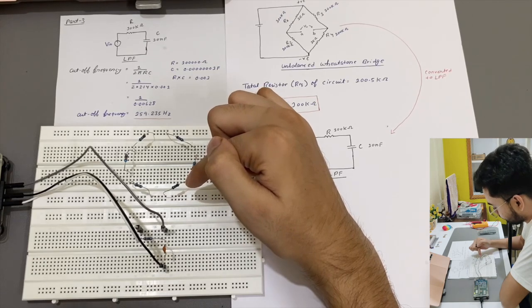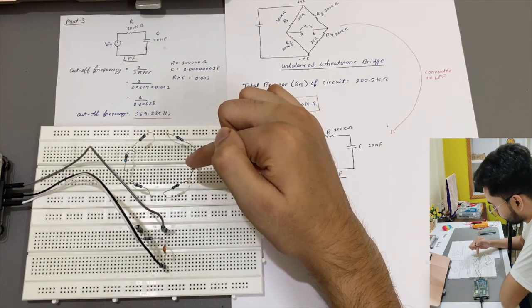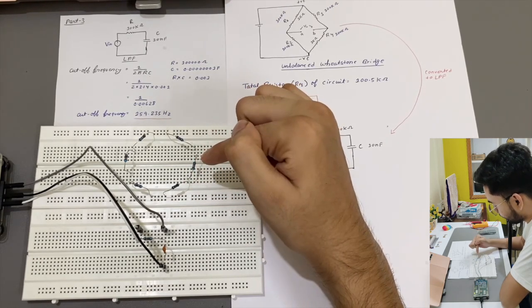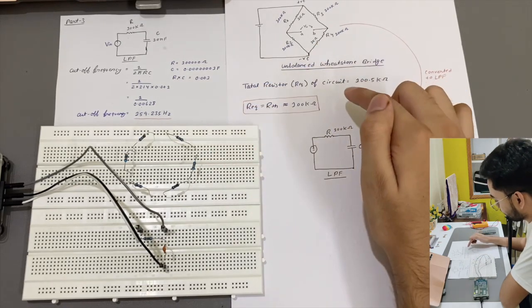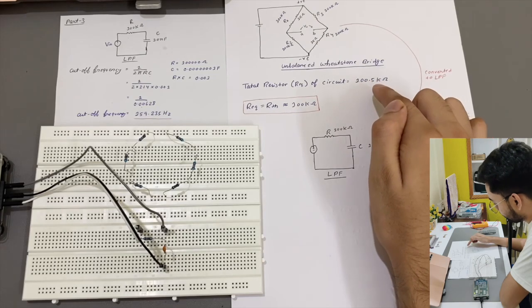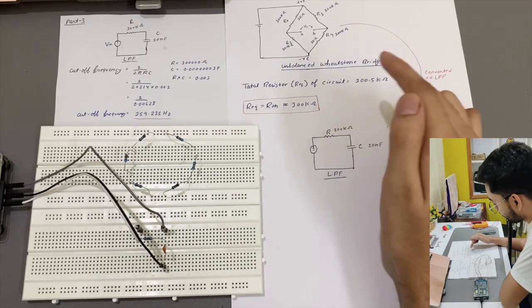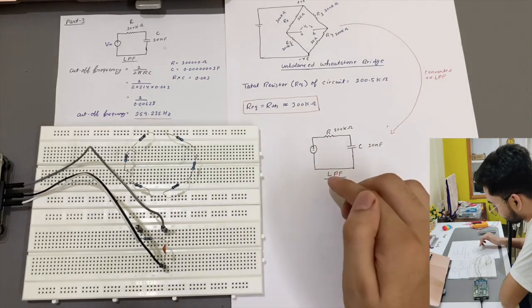Now I have to create a low pass filter from this unbalanced Wheatstone bridge. To create the low pass filter, first we have to calculate the R equivalent of the unbalanced Wheatstone bridge. My value of R equivalent is 100.5 kilo ohm, so we take approximately 100 kilo ohm to create the low pass filter. This is my low pass filter and its diagram.